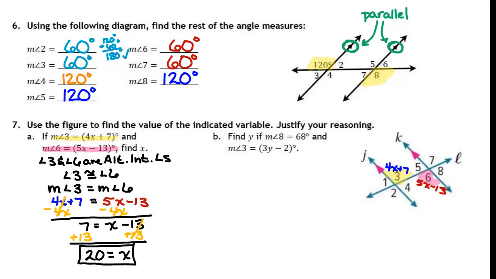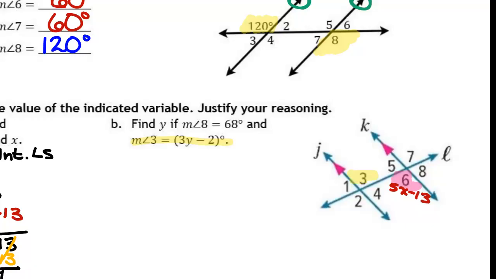Part B, we're going to use angle 3 again, except it has a new measurement. It says angle 3 is 3y minus 2. So right here is going to be 3y minus 2. And then we also have the measurement of angle 8, which is right here. It says that's 68 degrees.